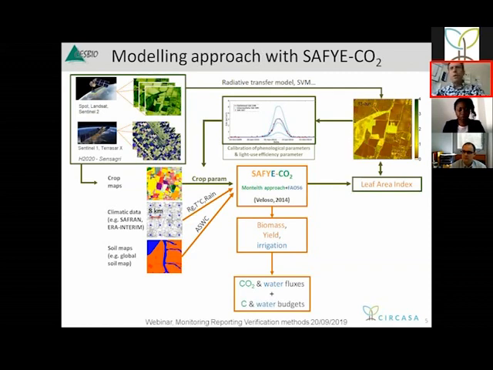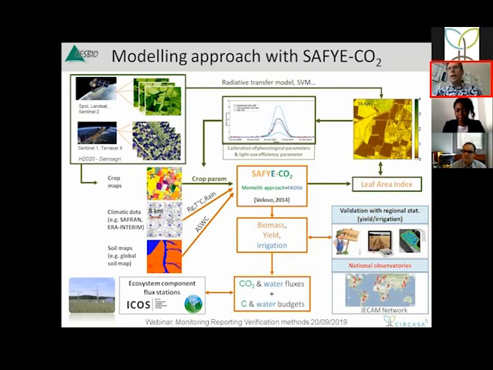And then we need different kinds of data in order to validate the different components of the models. So regional statistics concerning yield, for instance, or yield maps coming from yield monitors, some national inventories or regional inventories concerning yield, or the JECAM network.